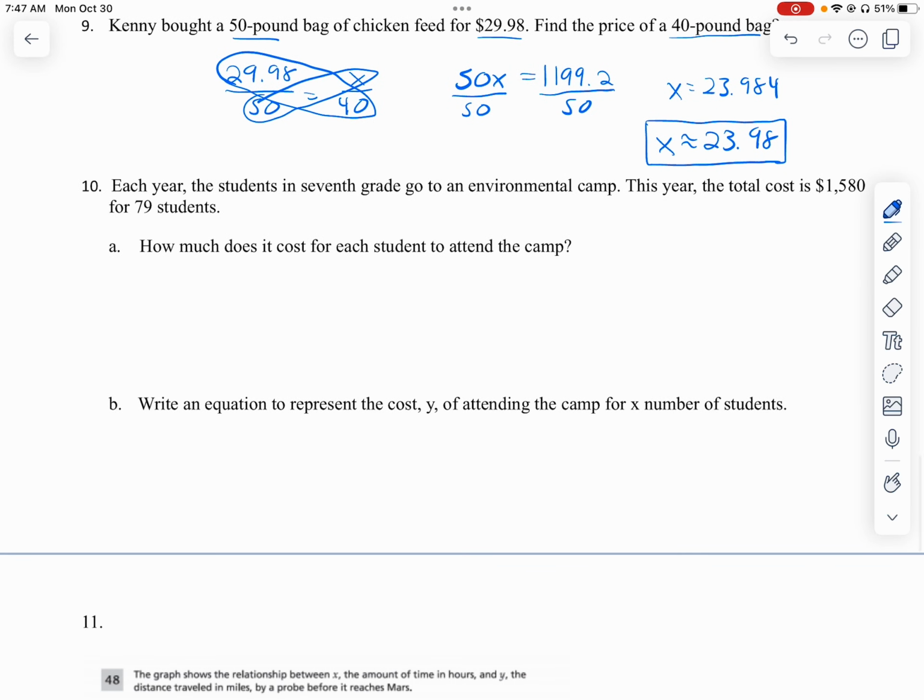Each year the students in 7th grade go to environmental camp. This year the total cost is $1,580 for 79 students. How much did it cost for each student to attend the camp? So we could do $1,580 divided by 79, and that equals 20. So it is $20 per student. We want to write an equation to represent the cost for x number of students. So since I did the cost divided by the number of students, that's my constant of proportionality. So my equation would be y equals 20x.